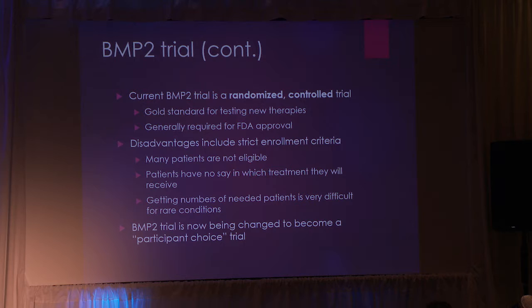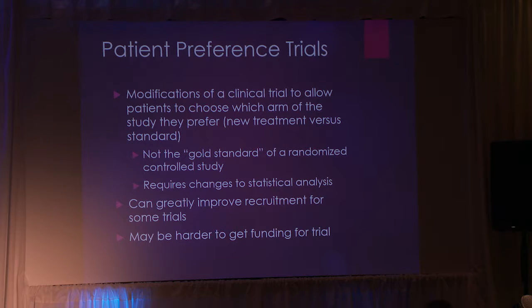So with participant choice trials, the patient or the parent gets to choose which arm of the study they prefer, if they want the new treatment, if they want the standard treatment. It requires some changes to the statistical analysis of a study. It can greatly improve our recruitment to some trials, but it can be harder to get funding from different organizations for this type of research because they're often used to having the standard randomized controlled trials.